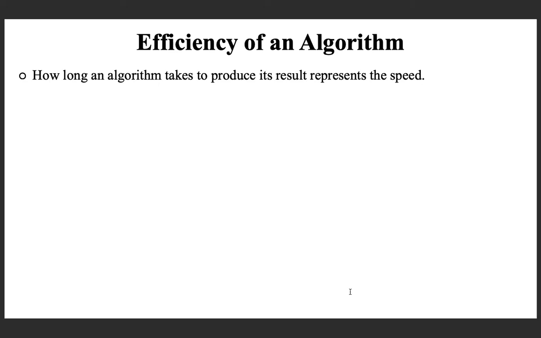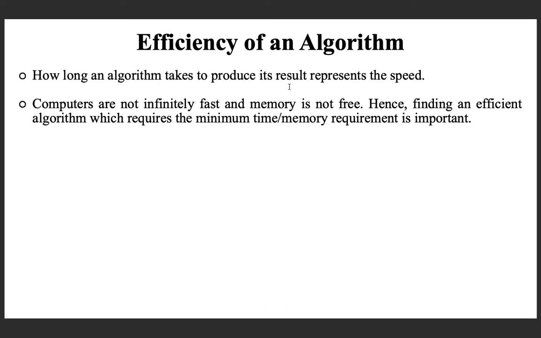How long an algorithm takes to produce its result represents the speed of an algorithm. That is, how quick it is in finding the solution for a given instance. We know that computers are not infinitely fast. They need some time to do computation, and memory is not free. Hence, finding an efficient algorithm which requires minimum time and memory is important, because time is precious and memory is costly. So, we need an algorithm which takes the minimum possible time and minimum memory for its execution.